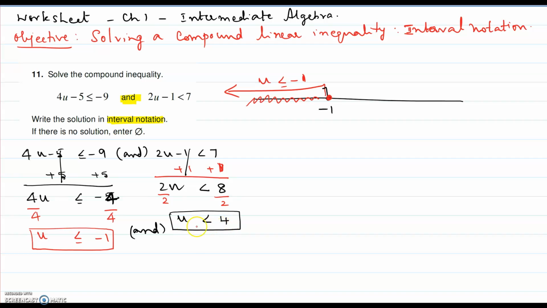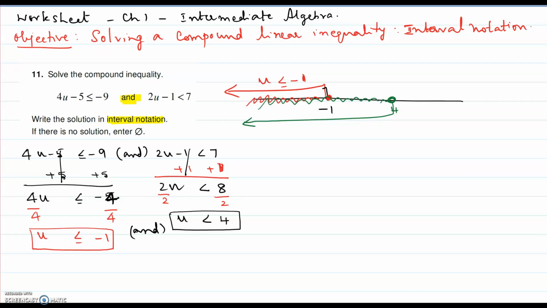And the second one is u less than 4. But we don't have the equal to sign for 4. So in this case, we are going to make a hole at 4. Also note 4 occurs after negative 1. Here we have u less than 4. So it is all to the left of 4. So you have to shade that part to the left of 4. So it is this part, the one in green.